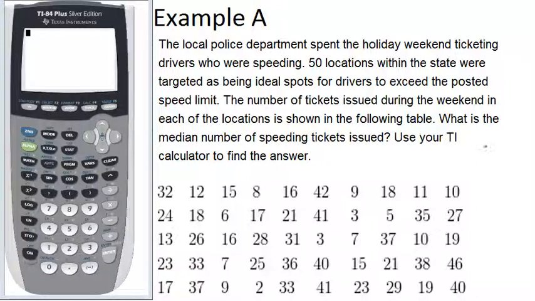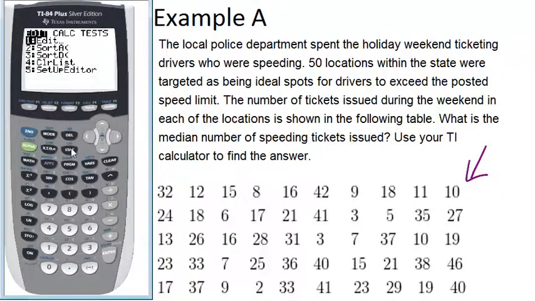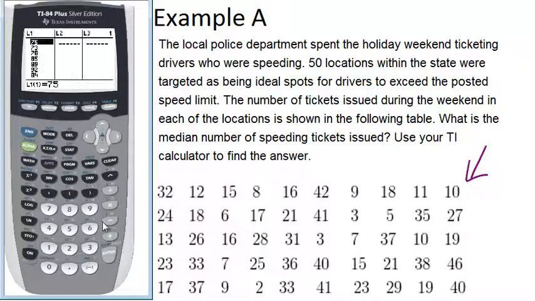So we have 50 different numbers here, and we're trying to figure out the median number. So if you want to use your calculator to do this, go into the Stat menu by clicking the Stat button, then go into Edit. If you have anything in your list so far, you can clear them out or just move on to a new list if you prefer.